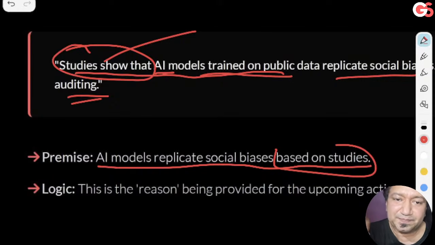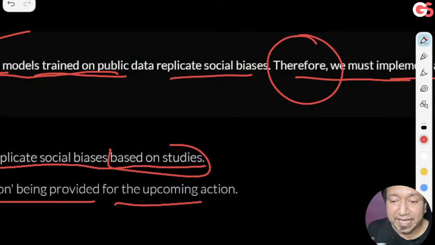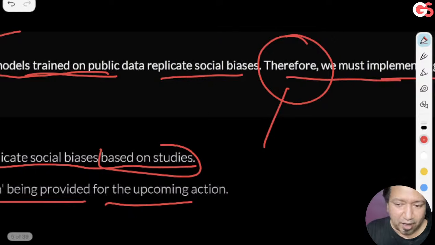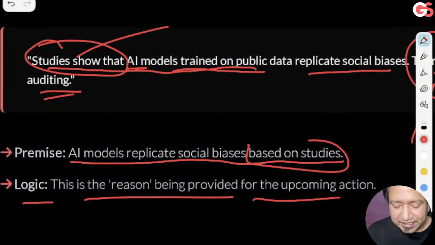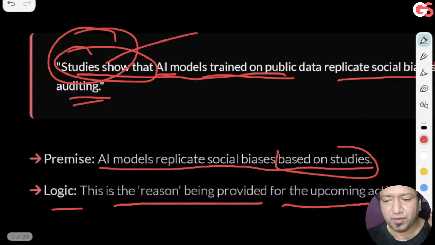Now, if it's a premise, it should be used to make an argument. Understood? So the logic here is that this is the reason being provided for the upcoming action. So an argument has been made. How do we know it's an argument? Because it starts with therefore. It is basically causality. So if the premise is there, we can make an argument. How do you know it's an argument? Therefore, we must implement algorithmic auditing. So now we're pretty sure about this. If the studies are there, it becomes a premise. And if it's a premise, it has to be followed by some kind of argument. An argument can be an action, an action of persuasion, an action of putting forward a point, an action of putting forward an opinion. So that has been put over here in the second part. Okay, so essentially we understood what a premise is.